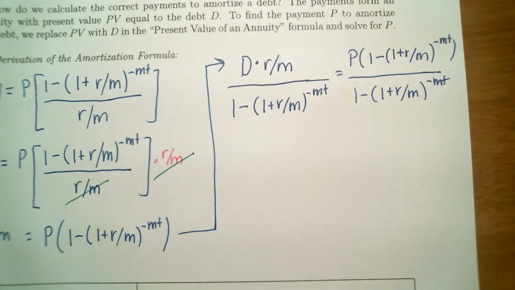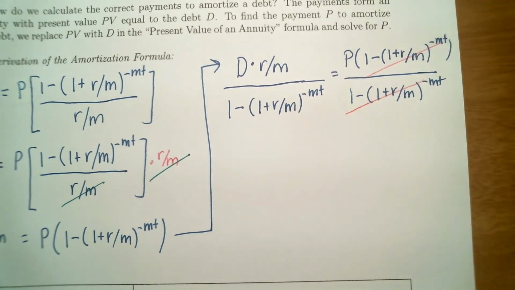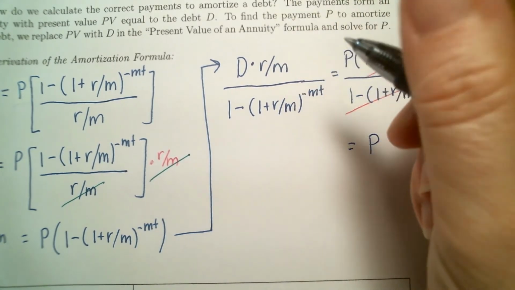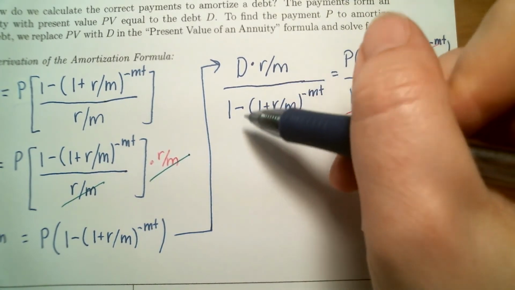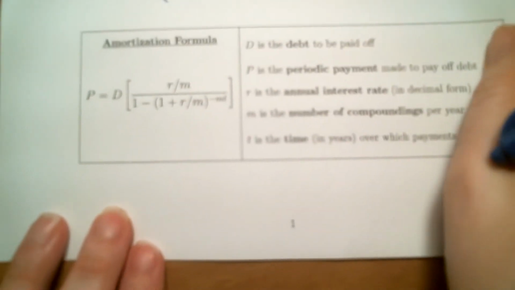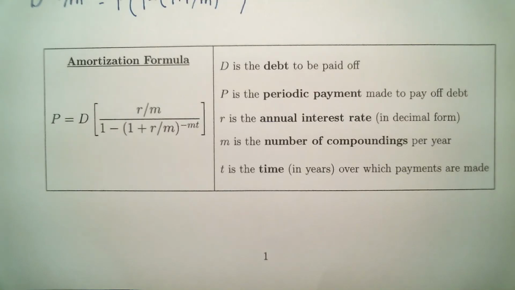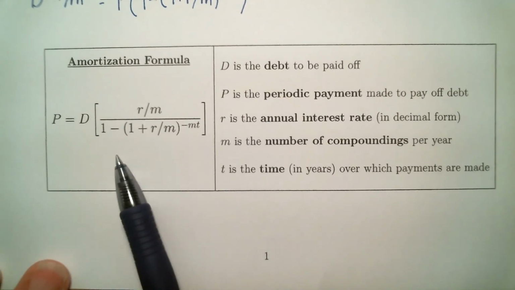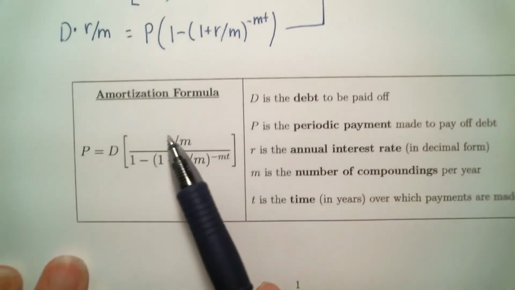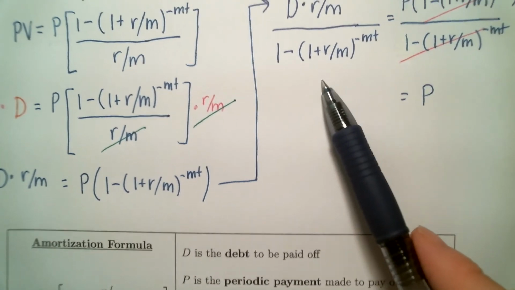All right, so then on the right side, this would cancel with this. It's going to leave you with P. And then this is basically your formula. So if you look down here in the box, I've got the formula. In this box, I've got the amortization formula. It's very close to what we have. Basically, the D is pulled out to the side, and then you've got this other stuff that I've got written down.